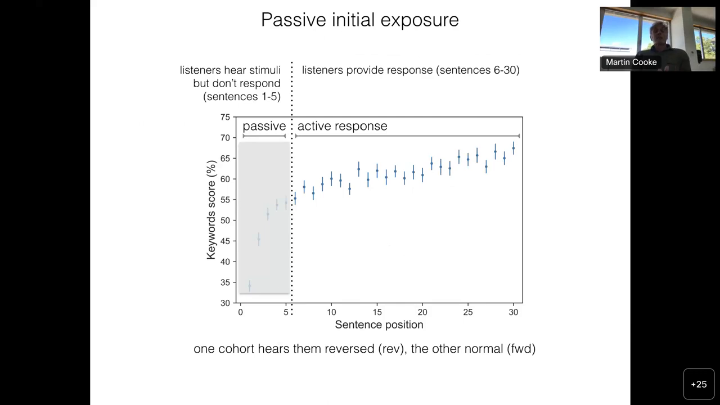What this means is that for the first five sentences, listeners just listen to them, and there's a 4 or 5 second pause after each one. Of course, we can't force people to listen, but we assume they are listening, and they don't respond. Then for sentences 6 to 30, it's exactly the same as before. Listeners respond to those sentences. So these five sentences should be enough to soak up any rapid adaptation. Then, of course, we divide the cohorts into two. One hears reversed stimuli, and the others hear normal direction stimuli. So what do we see?